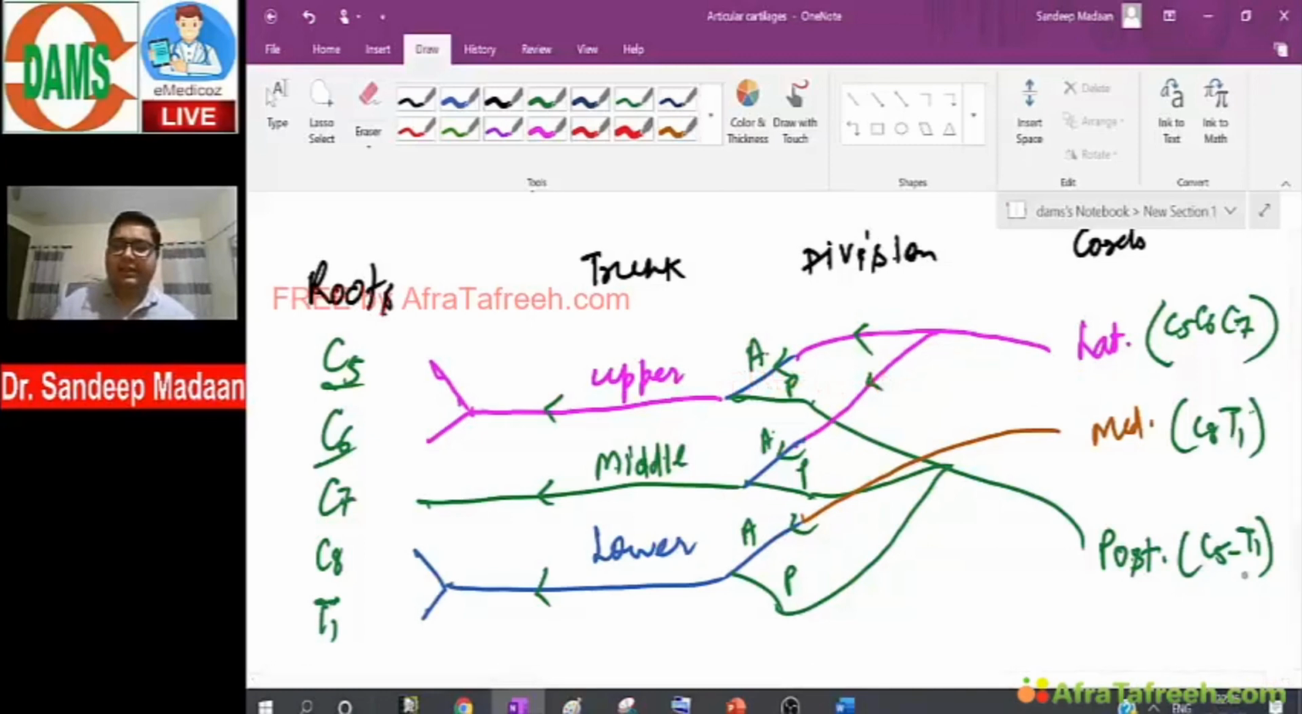Okay. This is the formation of the brachial plexus. All right.